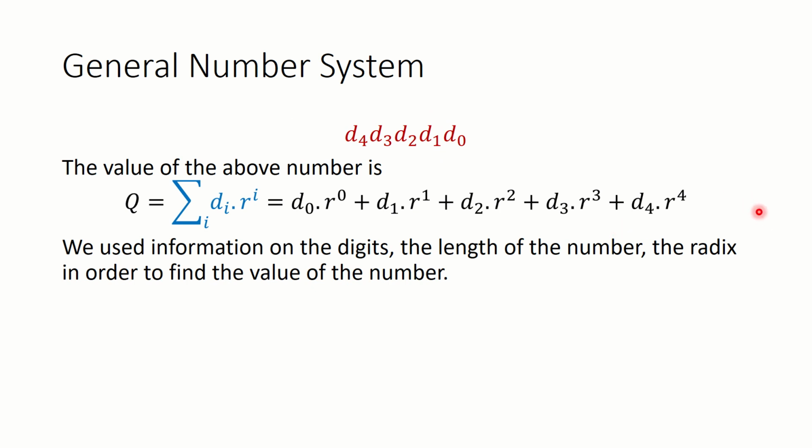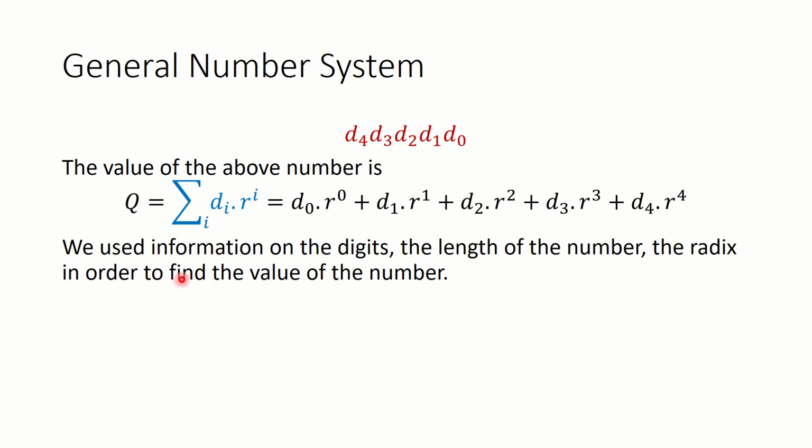Now, note that we have used the information... what information did we use in order to find the value of the number? If I ask you this question, what information did we use? We had a number, a number system, the positions of the numbers, all these things. So, what information did we use in order to find the value of the number?